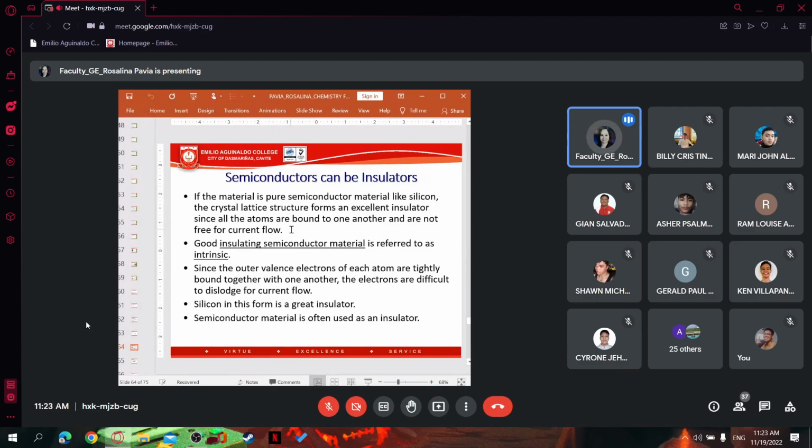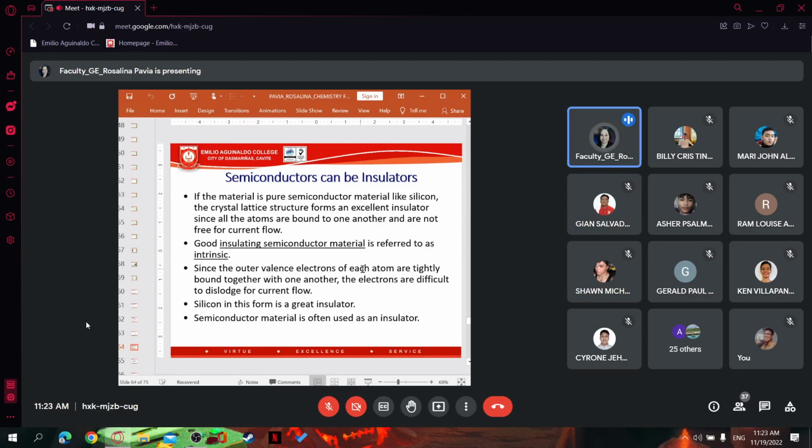Remember, electric current is the flow of electrons, di ba? Kaya nga electricity, electric current, because it is due to the flow of electrons. Now, pag nakaband na lahat ng electrons, hindi na makaka-flow si electrons, di ba? Kasi very strong yung covalent bonding. So, they are bound to one another, not free for current flow. A good insulating semiconductor material is referred to as intrinsic. Intrinsic, that's why they are good insulators.